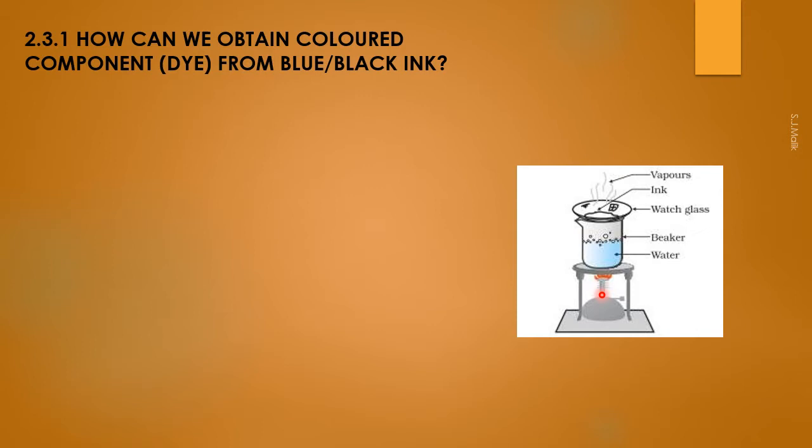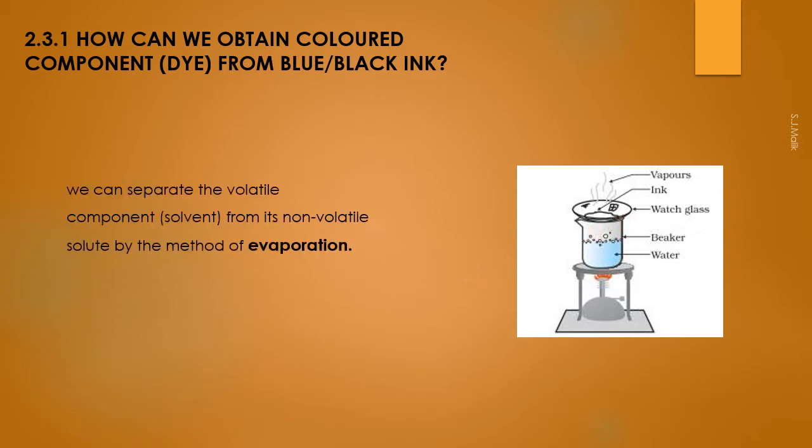Now we'll see that evaporation is taking place from the watch glass. Continue heating as the evaporation goes on, and stop heating when you don't see any further change on the watch glass. What do you see here? What do you observe? And what is your interpretation? Is ink a single substance or is it a mixture? We find that the ink is a mixture of a dye in water. Thus, we can separate the volatile component from its non-volatile component by the method of evaporation.